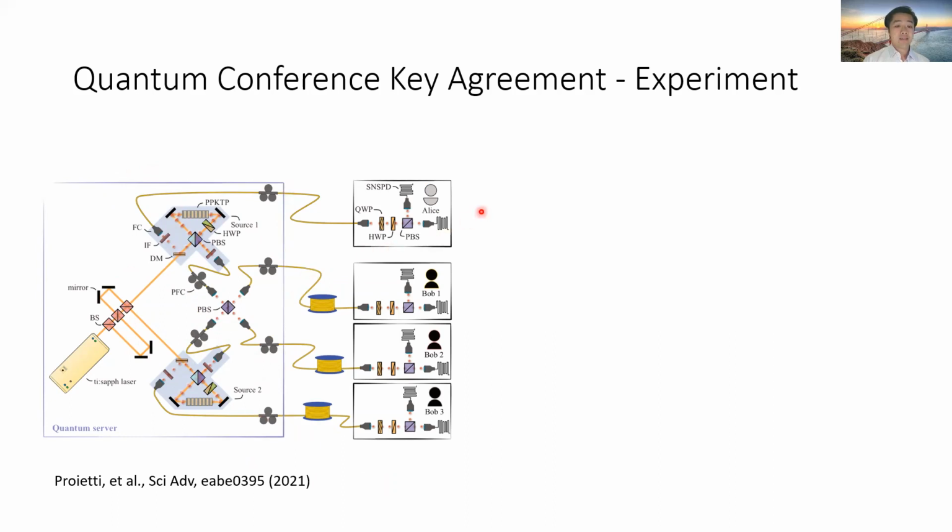Our users here are represented as measurement stages that can perform the Z and X measurements as required by the protocol. Finally, we note that the photon pairs that are created here are at 1550 nanometers, thus making them suitable for low loss transmission in standard telecom fiber.